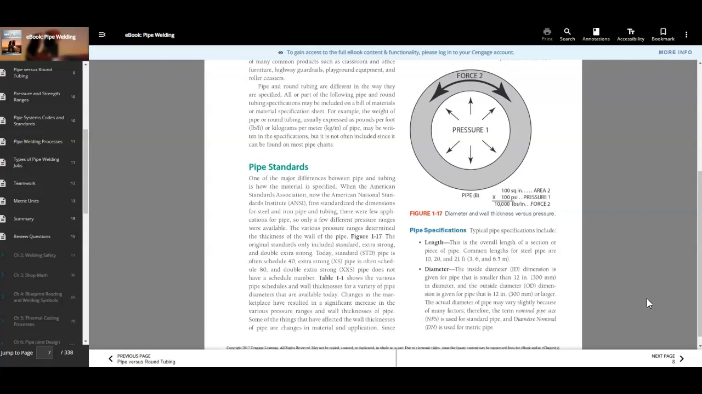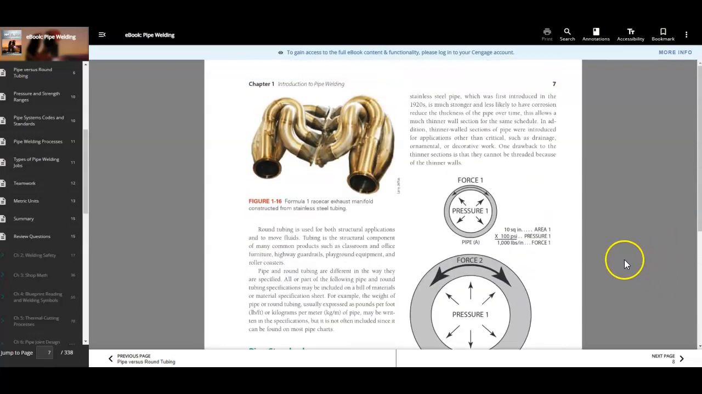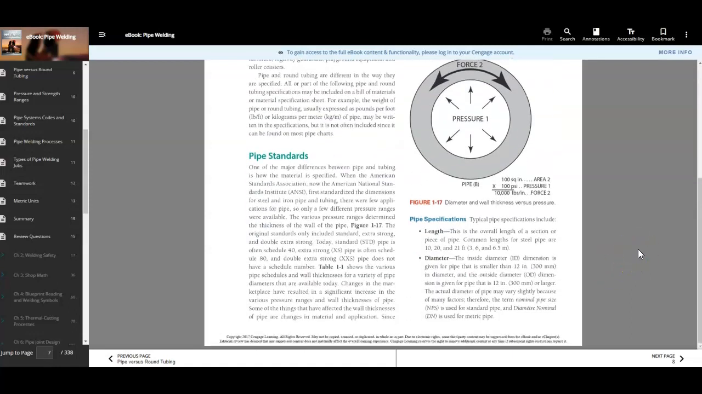Some of the things that have affected the wall thickness of the pipe are changes in the material and application. Since stainless steel pipe, which was first introduced in the 1920s, is much stronger and less likely to have corrosion, it reduced the thicknesses of the pipe over time. This allows much thinner wall sections for the same schedule. In addition, thinner walled sections of pipe were introduced for applications other than critical, such as drainage, ornamental, or decorative work. One drawback to the thinner sections is that they cannot be threaded because of the thinner walls.